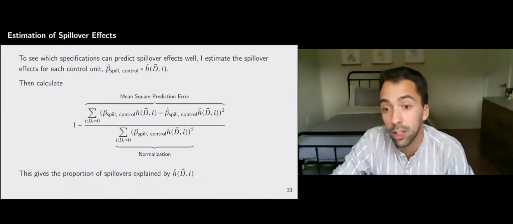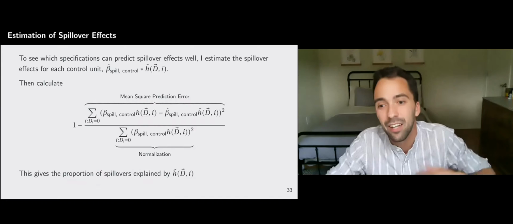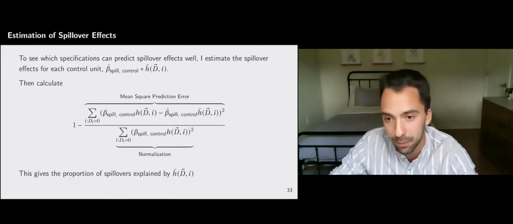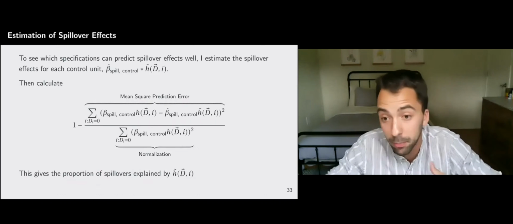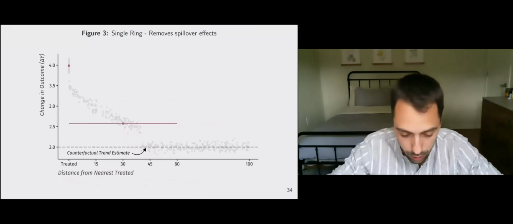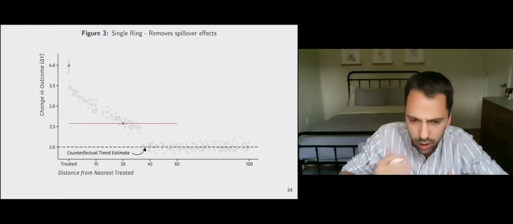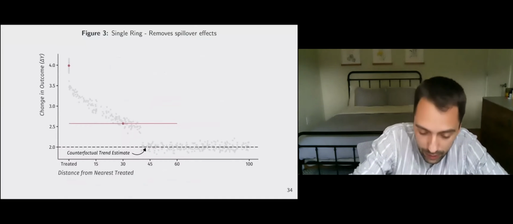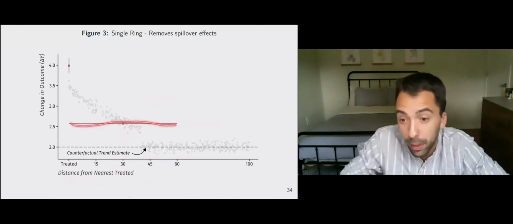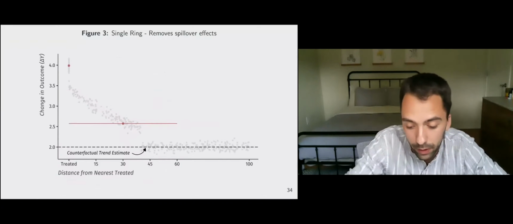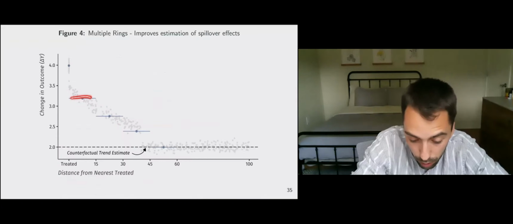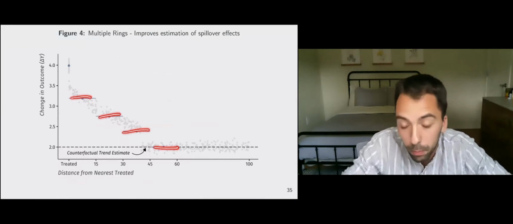So this number, if it's closer to 100, if it's 100%, that means for every county, I know exactly the spillover effect. If it's 0%, it means I estimate it not at all. And so just again, as a reminder, the single ring does a good job of removing bias, but it doesn't actually do a good job estimating the spillover effects. Whereas the set of rings is going to do a much better job.